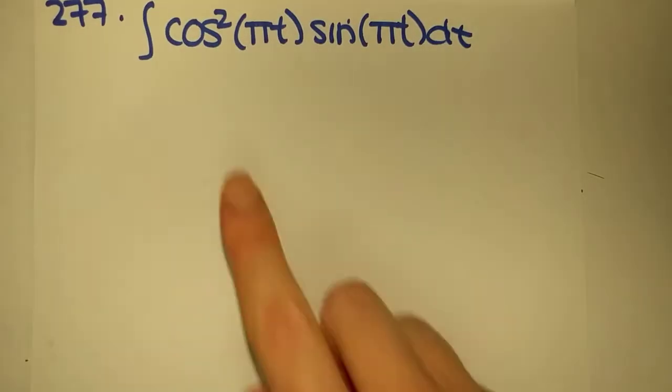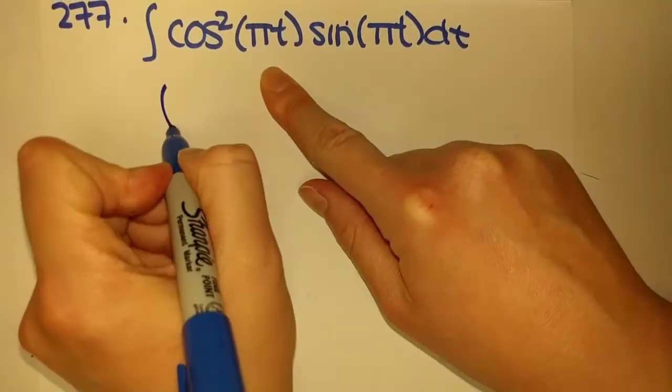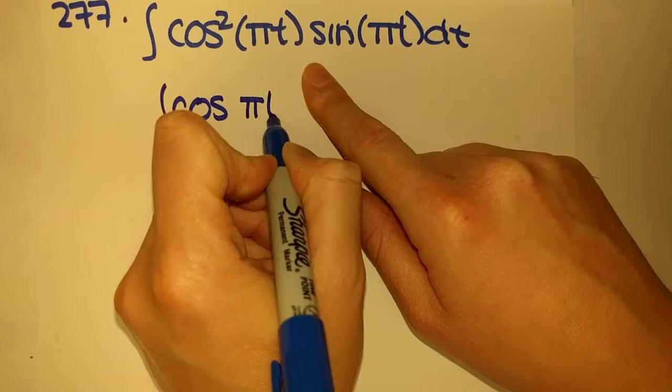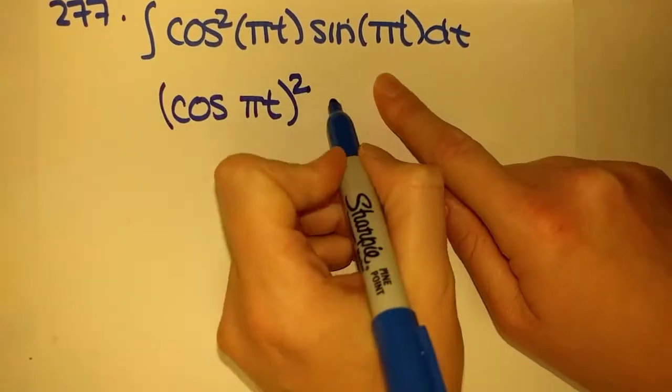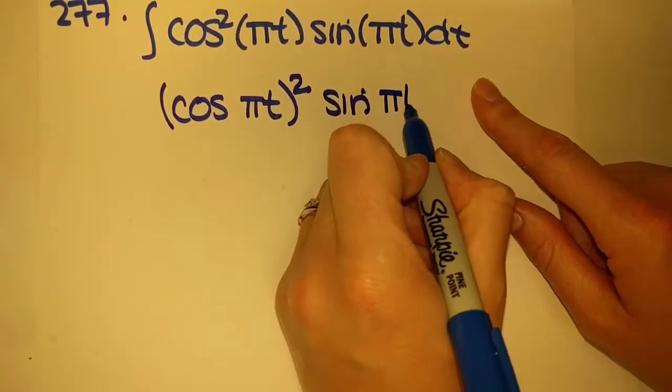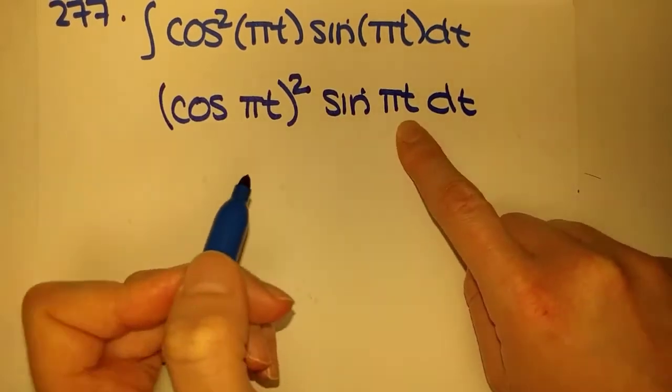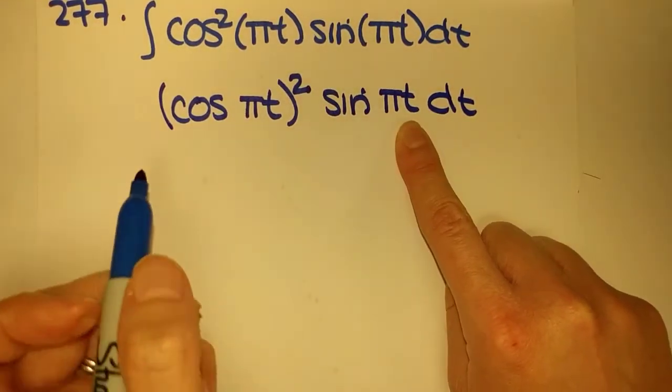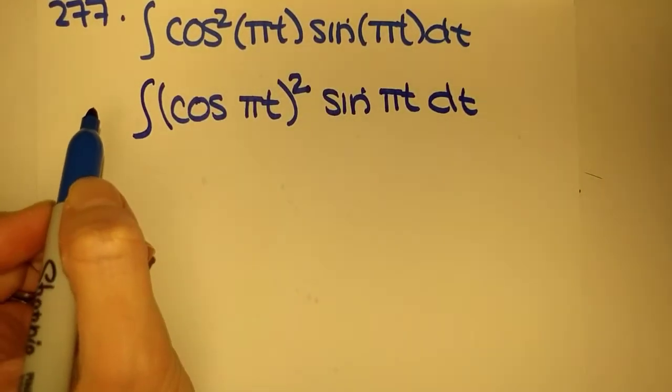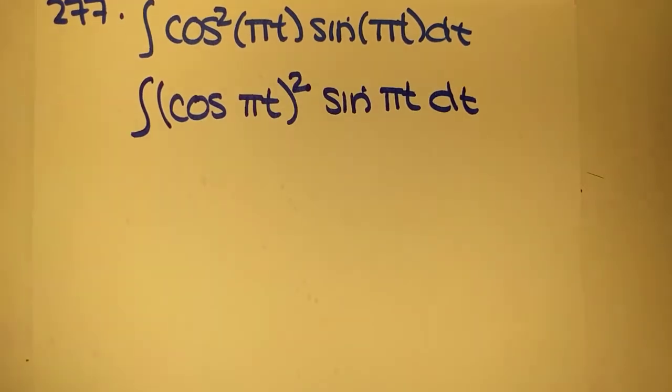So I would start off by saying cosine squared, that is the same thing as cosine pi t, all raised to the second power, and then the sine of pi t. And technically you just have one term for your argument, so the parentheses are optional there. Honestly, I would just drop the parentheses for the argument because it's going to get a lot of parentheses if you have that. Okay? Alrighty, so where should we go from here?